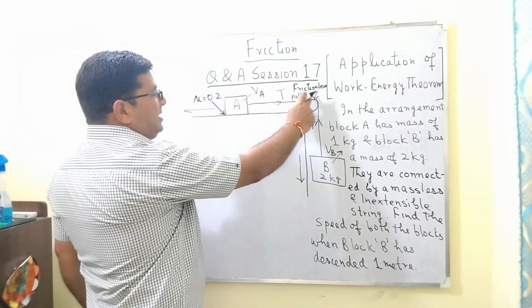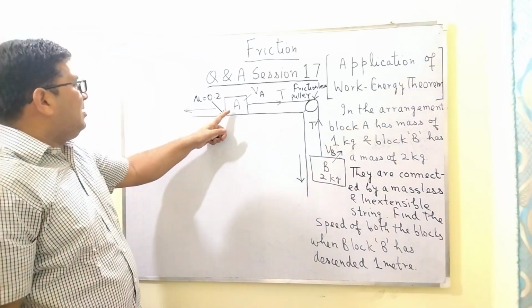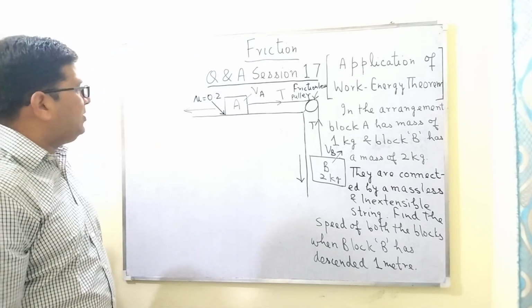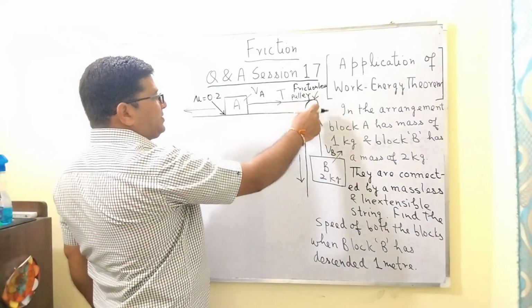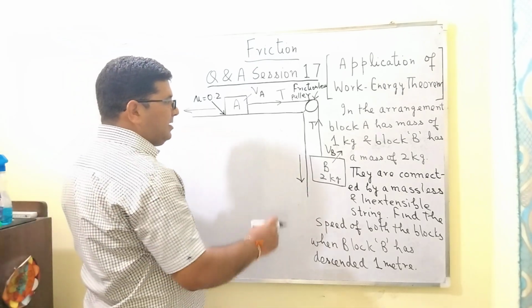So here in this question, the coefficient of friction between this block A and the surface on which it is kept is equal to 0.2, and this is the frictionless pulley, and these two blocks are connected by a massless and inextensible string.